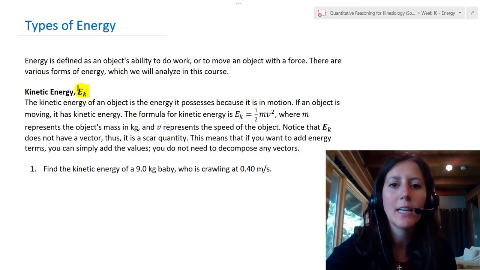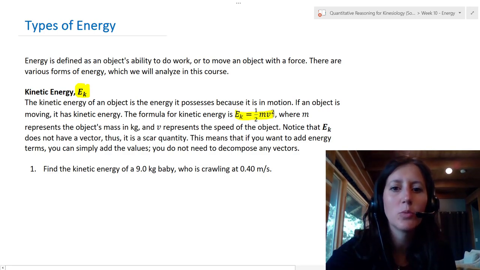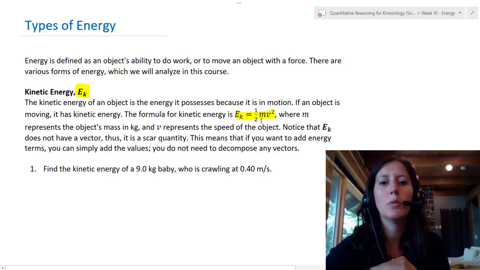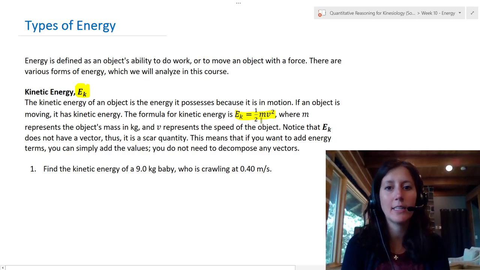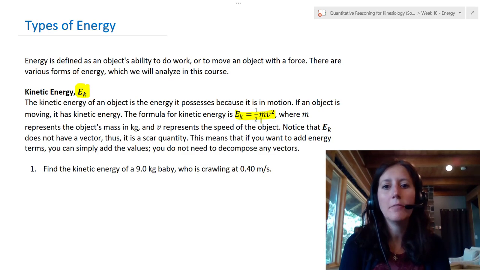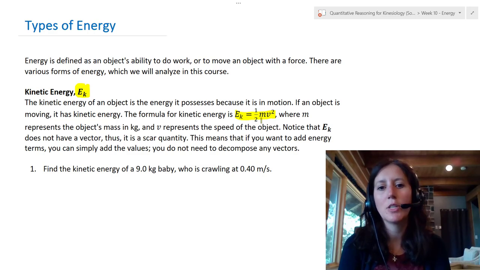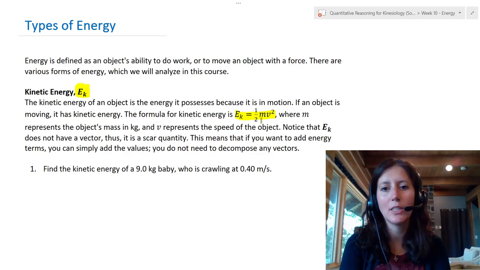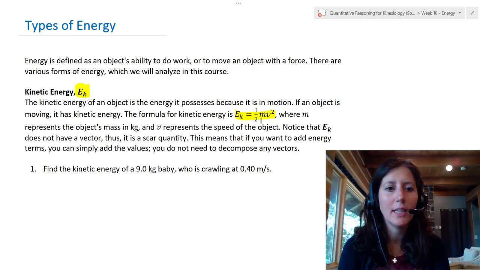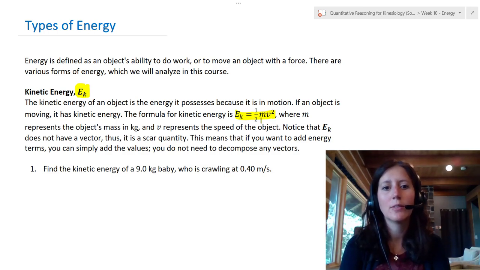The formula for kinetic energy is EK equals 1/2 mv squared. That formula will be given to you on any test and exam. 1/2 times m, which is mass, times the velocity, which is the object's speed in meters per second. You don't have to include a direction there, squared. Notice that there's no vector on top of EK, and that's because it's not a vector quantity. There's no direction associated with energies at all. So energy is a scalar quantity.